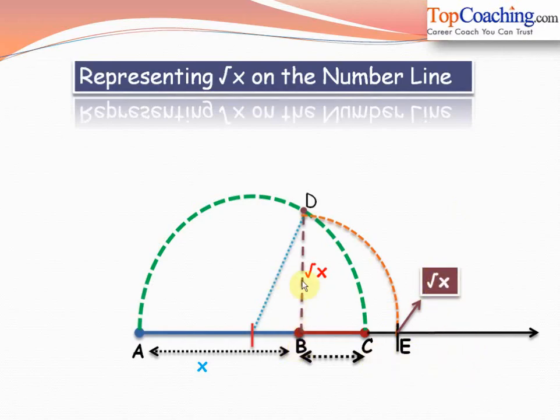So once again, what we have done is the same construction, but then we took B as the center and BD as the radius, and we intercepted an arc. Let this arc intersect this axis at the point E. Now if we take B to be the 0 of the number line, then this segment BE would be equal to root x in length, and thus E would represent the number root x.